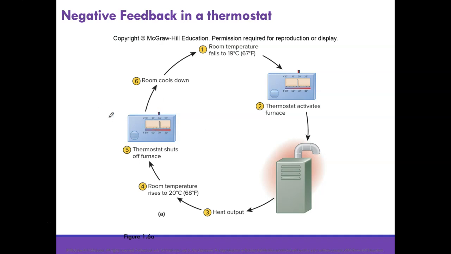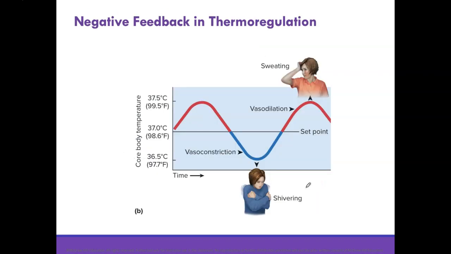Therefore, it will be back to comfortable room temperature. Once the room cools down again to 19 degrees, then this whole thing will repeat. So basically what the thermostat is doing is telling the furnace only to activate when necessary. And the furnace is shut off whenever it's too hot in the room.